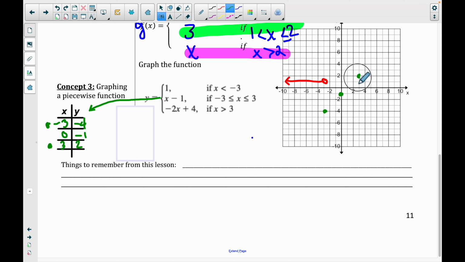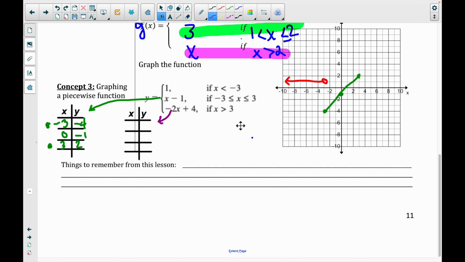I can connect those dots, and I don't need to erase anything. On the last one I had to erase because I drew too much. On this one, I had the endpoints defined, so this is what it is right there. I'm on my way with my piecewise function. My last piece is this one, so I'm going to do another table of values.